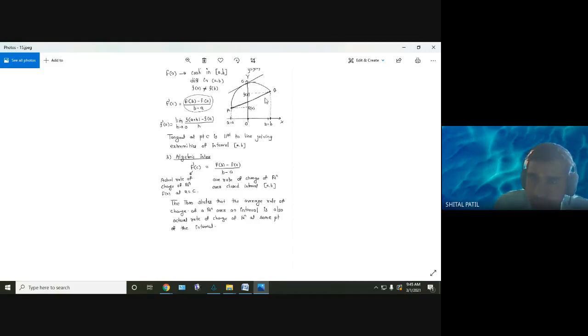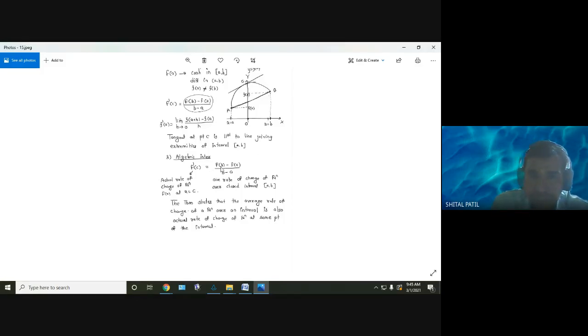Now join the points f of a and f of b. Then we will get a line segment. So there exists at least one point on this curve such that the tangent to the curve at that point will be parallel to the line segment AB. This is the statement of Lagrange's mean value theorem.